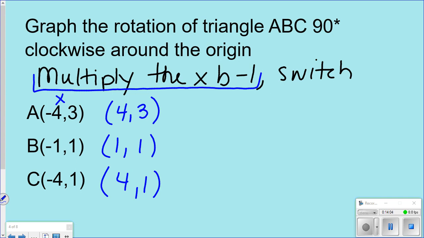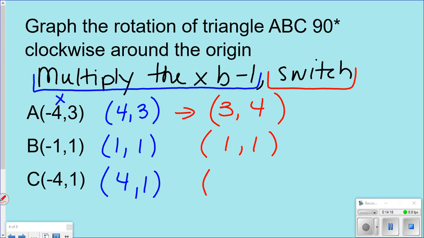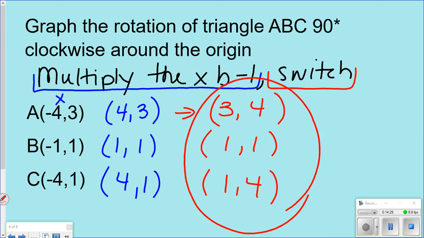What's my next part of my rule say? To switch them. Now I have to switch them. So take a look at this part. This is what it's going to look like then: 3, 4. 1, 1. And then what was this one? 1, 4. Those are my new coordinates. If I was going to graph it, it would be rotating around the origin 90 degrees clockwise.